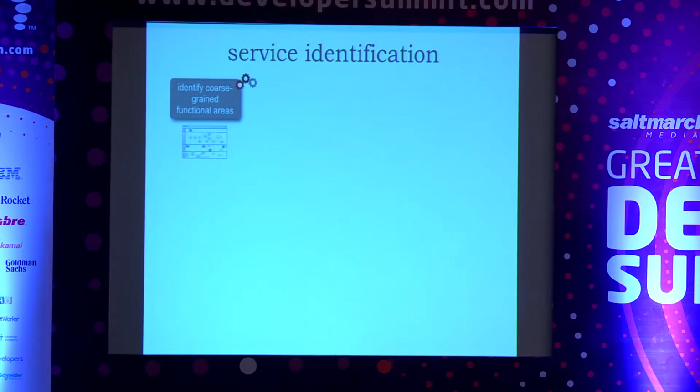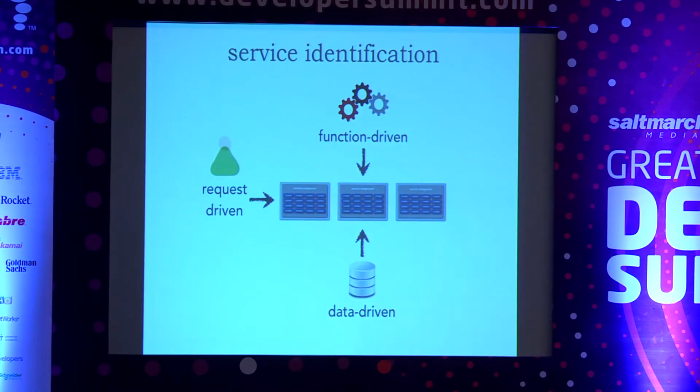The first thing we do, now notice the symbols. As a matter of fact, I'm going to back up one slide. I want you to pay attention to the symbols here. Function-driven is going to be the cogs. Data-driven is going to be the cylinder. And request-driven is going to be this little glyph image right there, that little green person.